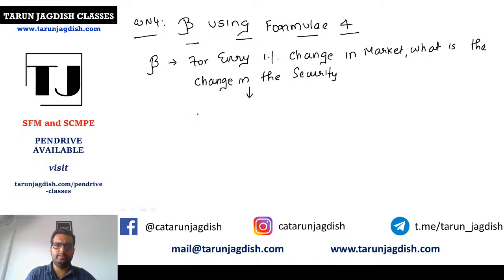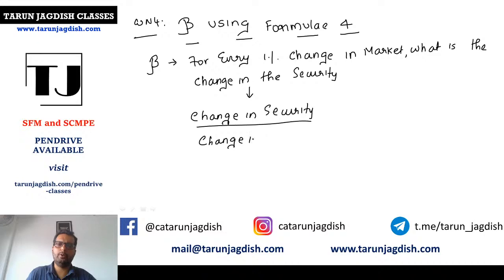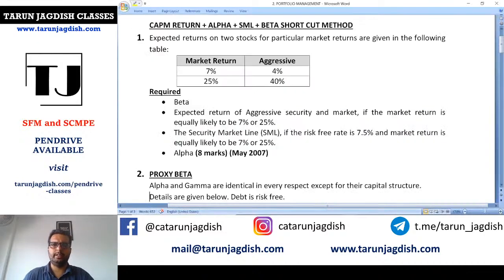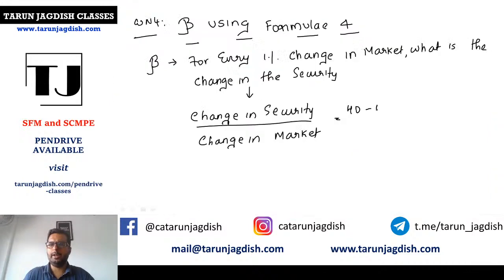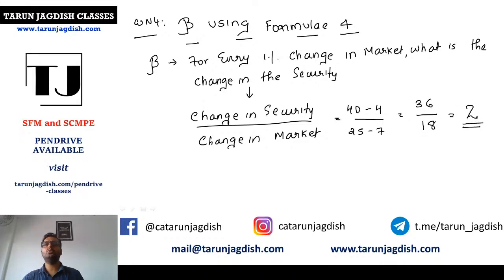So can I not put this in this manner? This is nothing but change in security divided by change in market. That will give me for every 1% change in the market. Am I right? So this would be nothing but 40 minus 4 divided by 25 minus 7, 36 divided by 18. I again get the answer as 2.